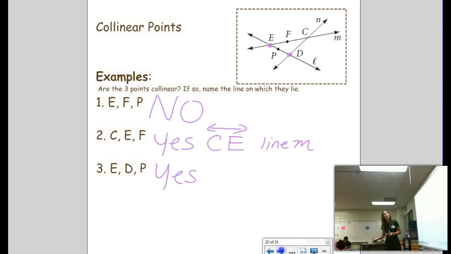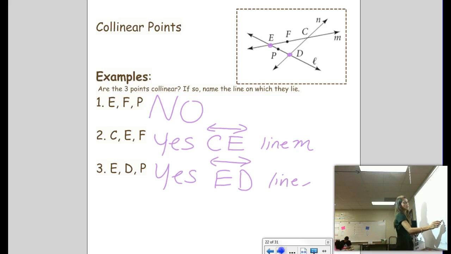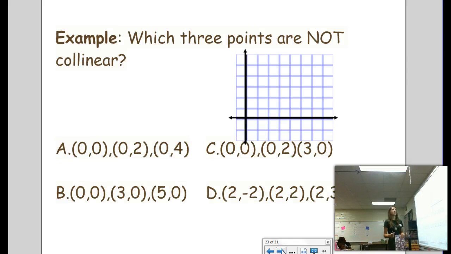ED. ED, sounds great. She picked 2 points that were on the line, and you put capital E, capital D with a line on top. What's one more way we could name that line? Line, and then cursive L. I think it's an L because L, M, N. And there's an uppercase E, so they probably wouldn't do that to us.